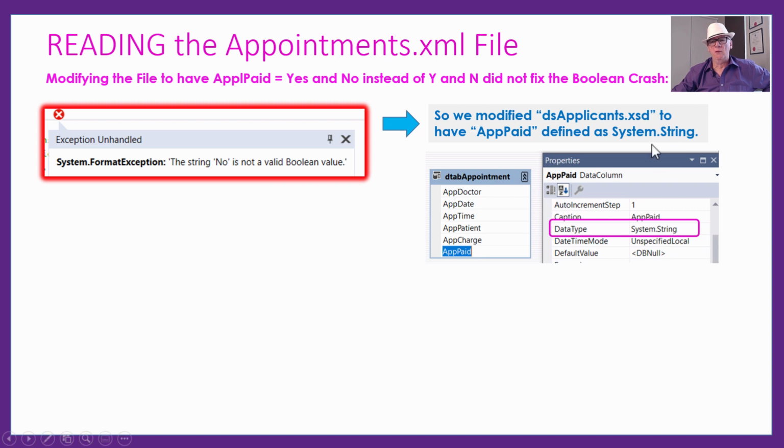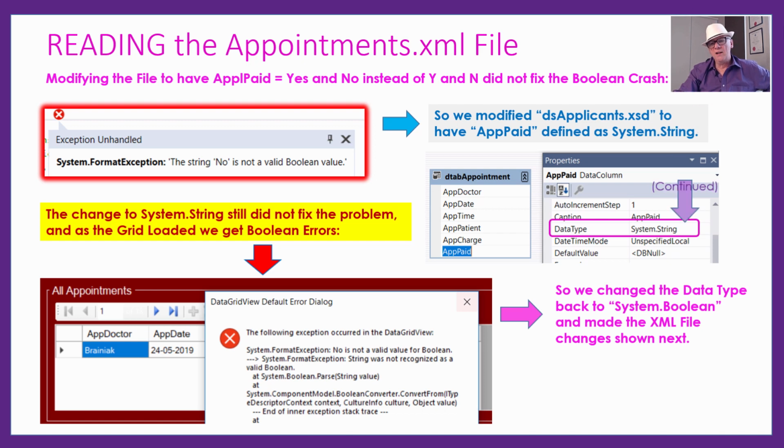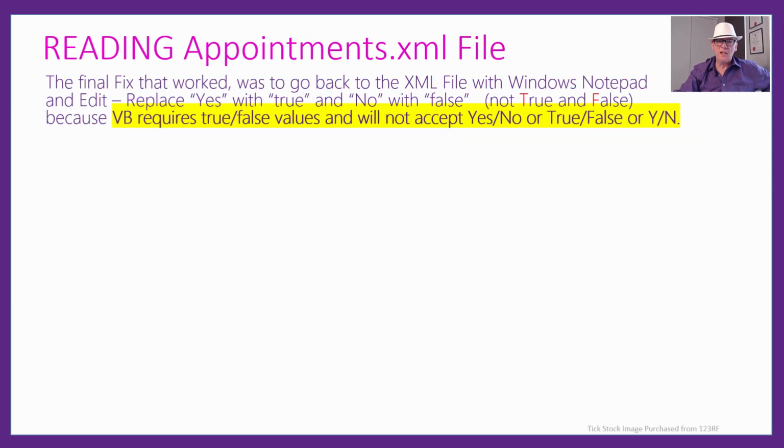But maybe you think, okay, well look, it's a problem that it's Boolean, this app paid. Let's just forget about it being Boolean. We want to use yes, no, because that makes sense. So we'll just change it back to system string. So we do that and save it and run it again, and we still got these Boolean type errors that it doesn't like our yes, no, and it didn't like y's or n's either. So we ask Google for help. What is a valid Boolean value? And what you'll find out when you do that is that it actually has to be true or false with a little t and a little f.